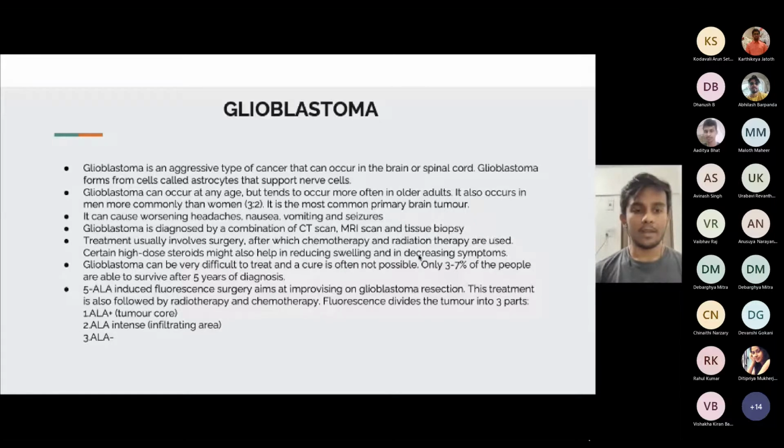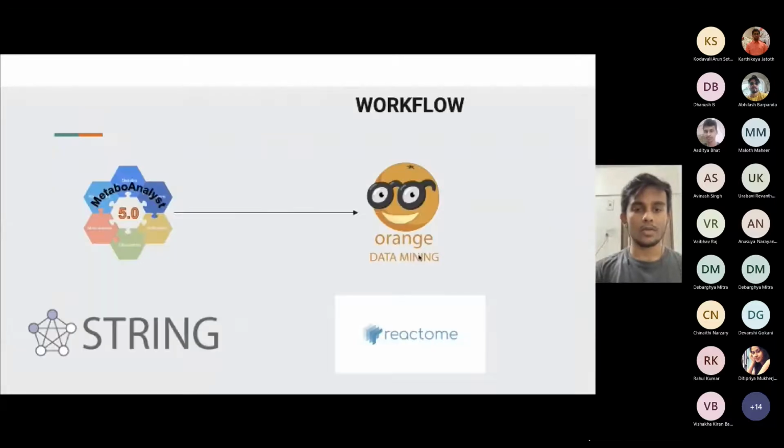The 5-ALA-induced fluorescence surgery aims at improving glioblastoma resection. This treatment is then followed by radiotherapy and chemotherapy. Fluorescence will divide the tumor into 3 parts basically: the ALA plus, or the core of the tumor, ALA intense, which is the infiltrating area, and then the ALA minus. So that was about glioblastoma.